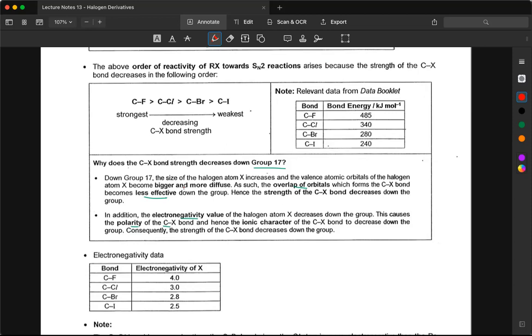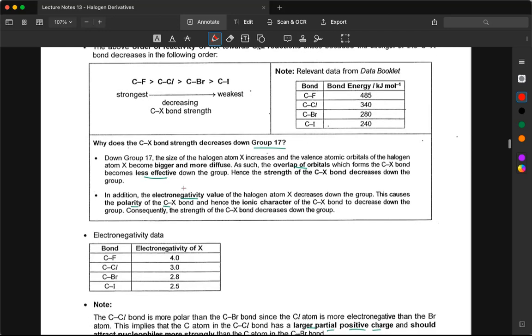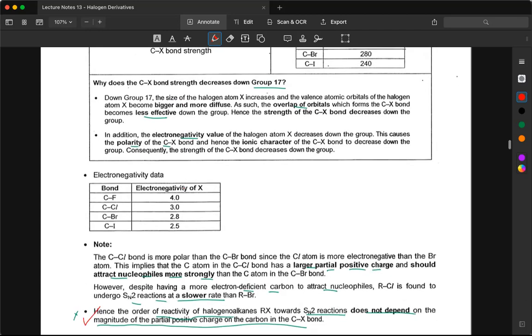In addition, the electronegativity value of the halogen atom X decreases down the group. This causes the polarity of the C-X bond and the ionic character of the C-X bond to decrease down the group. Consequently, the strength of the C-X bond decreases down the group. So these are the two factors that explain why there's a decrease in bond strength.